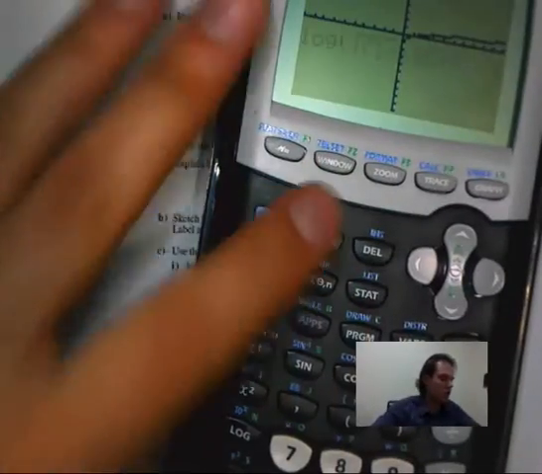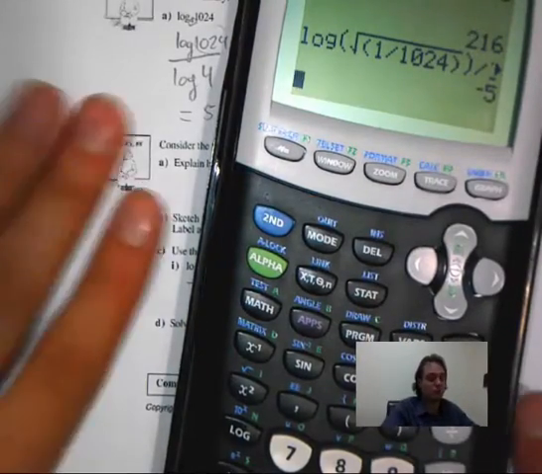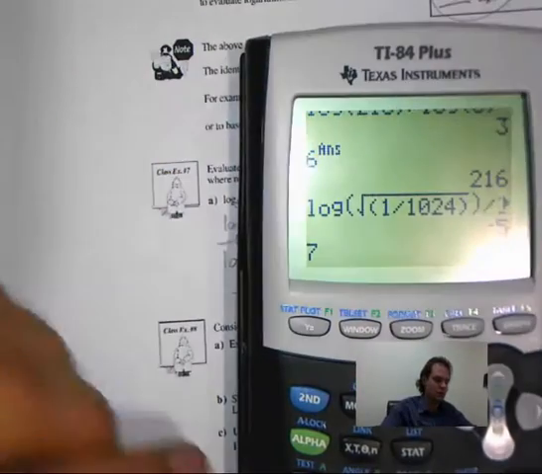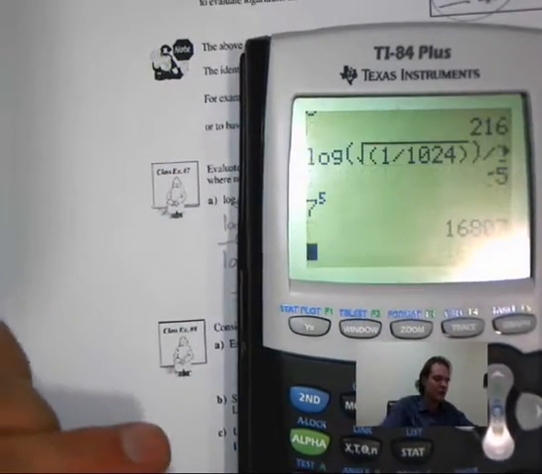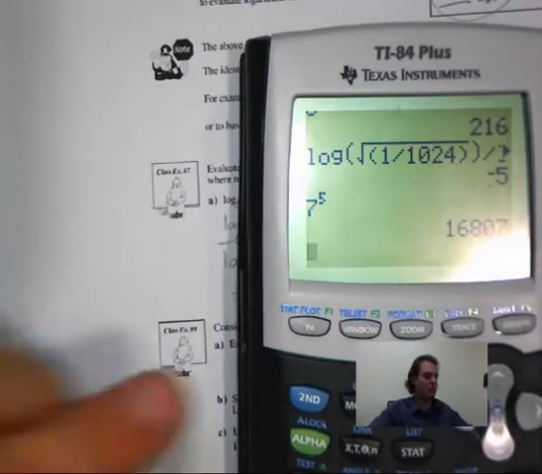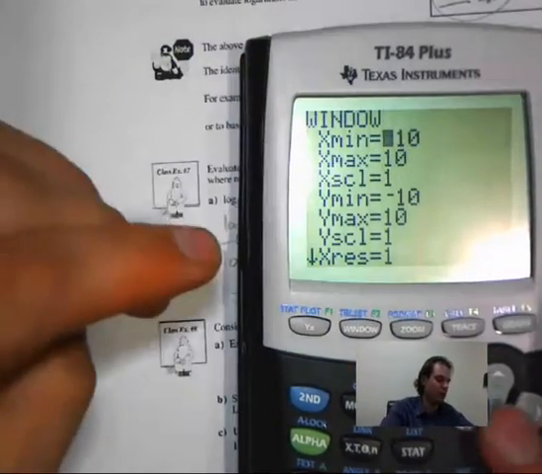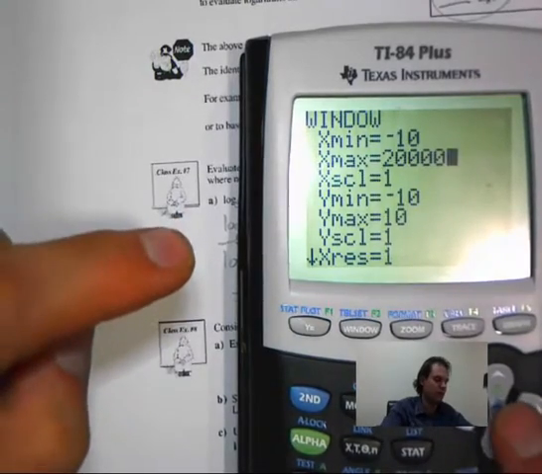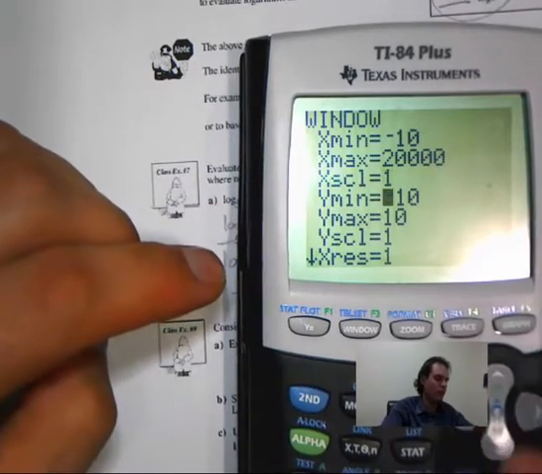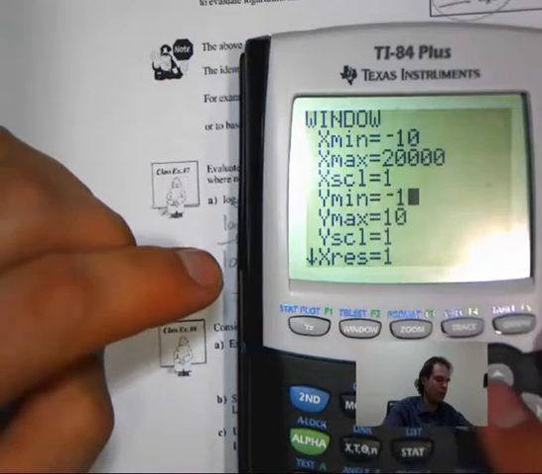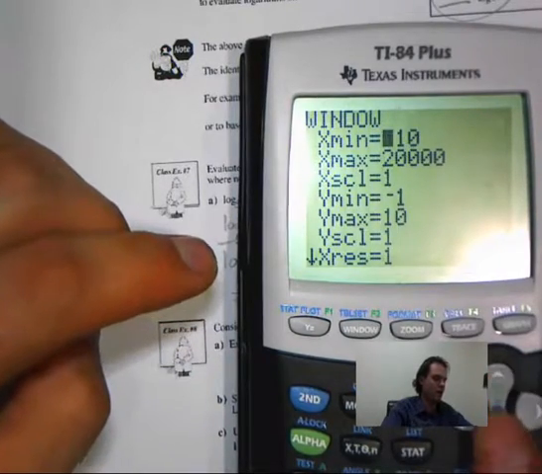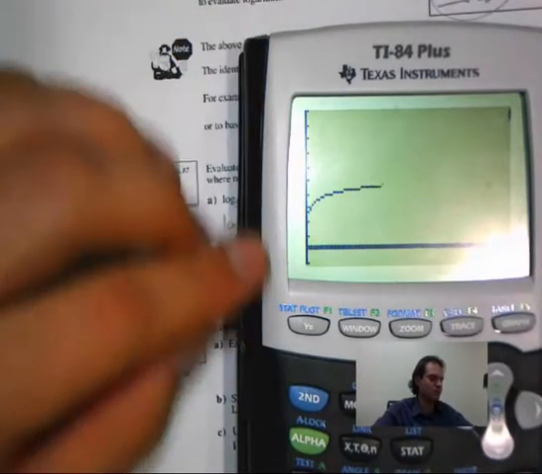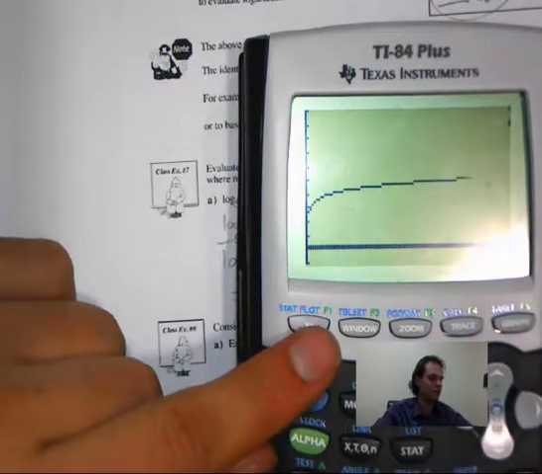So to cheat my way through, to figure out my window size, I'm pretty sure it's going to be very big, we have to go 7 to the power of 5. So I know that is going to have to be my x value. My x value is going to have to be really big. I'm going to put 20,000. Okay? And my y value, I'm going to leave it at -1. And my x min is 0. And so we're going to graph this. And there we go. Well, that looks nice.